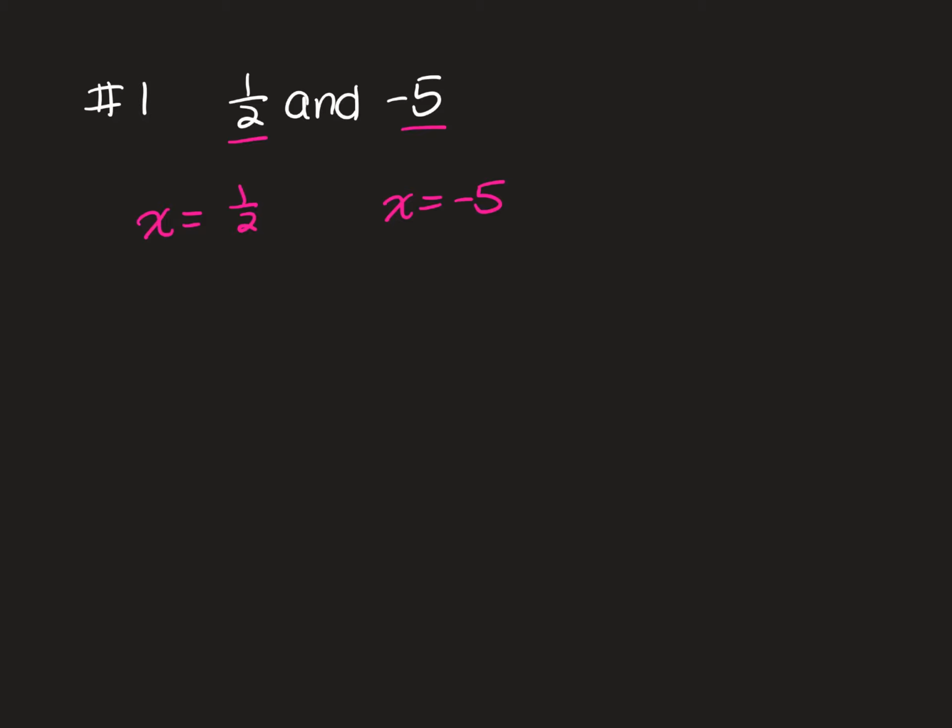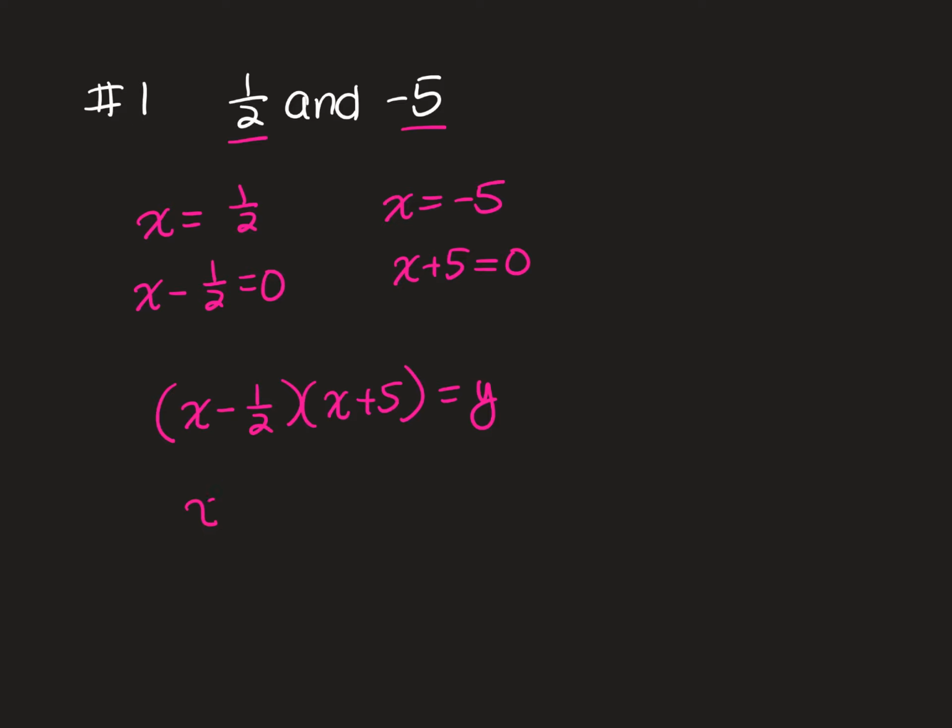Now I'm going to do something slightly different than what I did in the actual video, and I'm just going to go ahead and subtract that 1/2 from both sides and add 5 to both sides. So I get my factors of x minus 1/2 and x plus 5. That would be my equation. Now you can go ahead and multiply that out and you'll get your quadratic. So we would have x squared, plus 5x minus 1/2 x, and then minus 5/2.